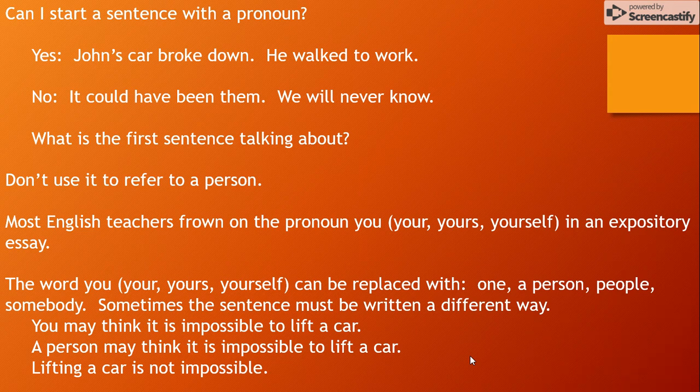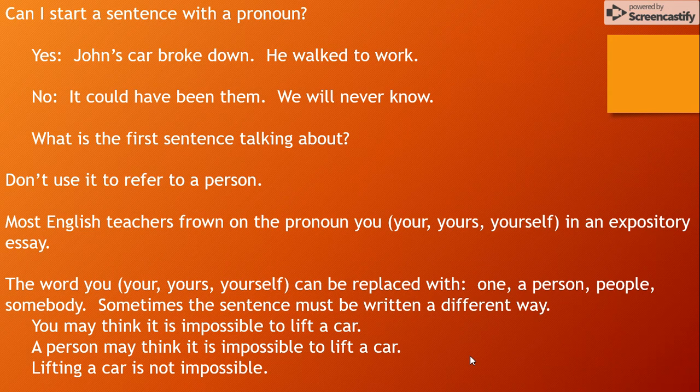So one of the easy ways that you can fix writing in the second person is to replace that word you or your or yourself. Replace it with the word one. That may solve your problems. If the word one doesn't work, try a person. If a person doesn't work, try people. If people doesn't work, try somebody. And if none of those work, you're just going to have to find a way to write the sentence a different way.